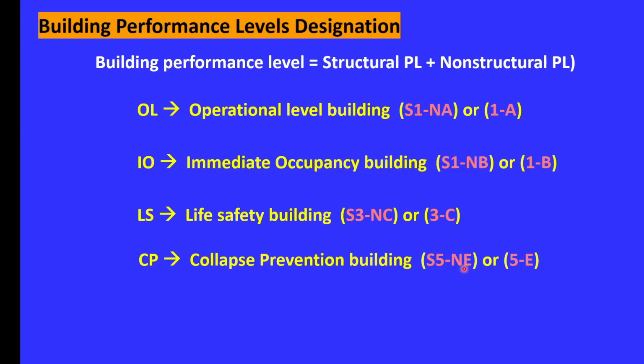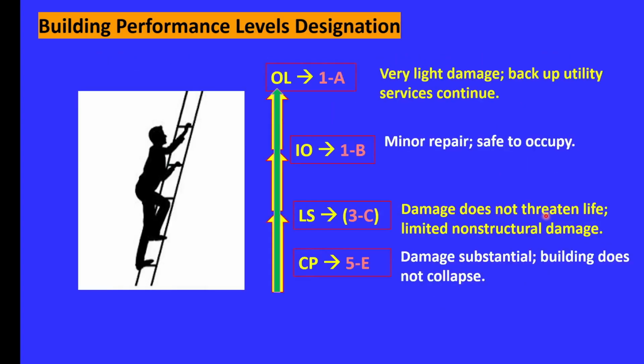NE. What is NE, you remember? Not considered category. So when structural performance is so poor, collapse prevention, there is no question of giving any importance to the non-structural performance, so it is not considered. In short, it is 5E. So these are the basic building performance levels for which you can design the buildings.